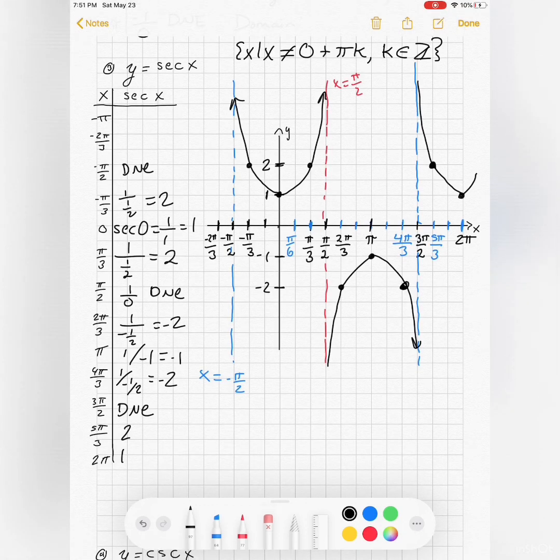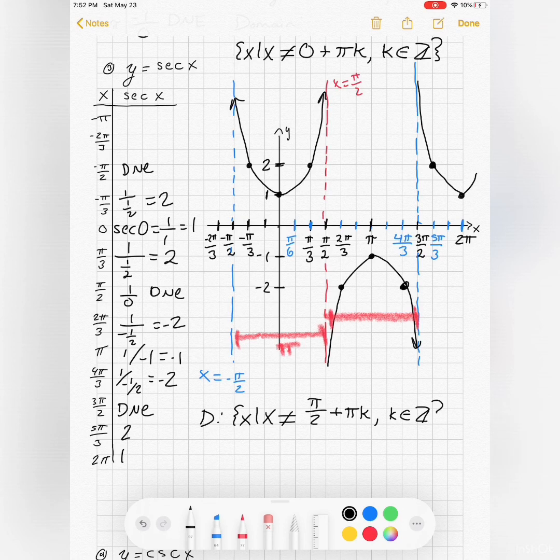Okay, should we fill in information? So for my domain, I'm using that same template. Okay, the first asymptote, pi/2. The distance between the asymptotes would be pi, right? Multiples of pi, I have to say k is an integer.